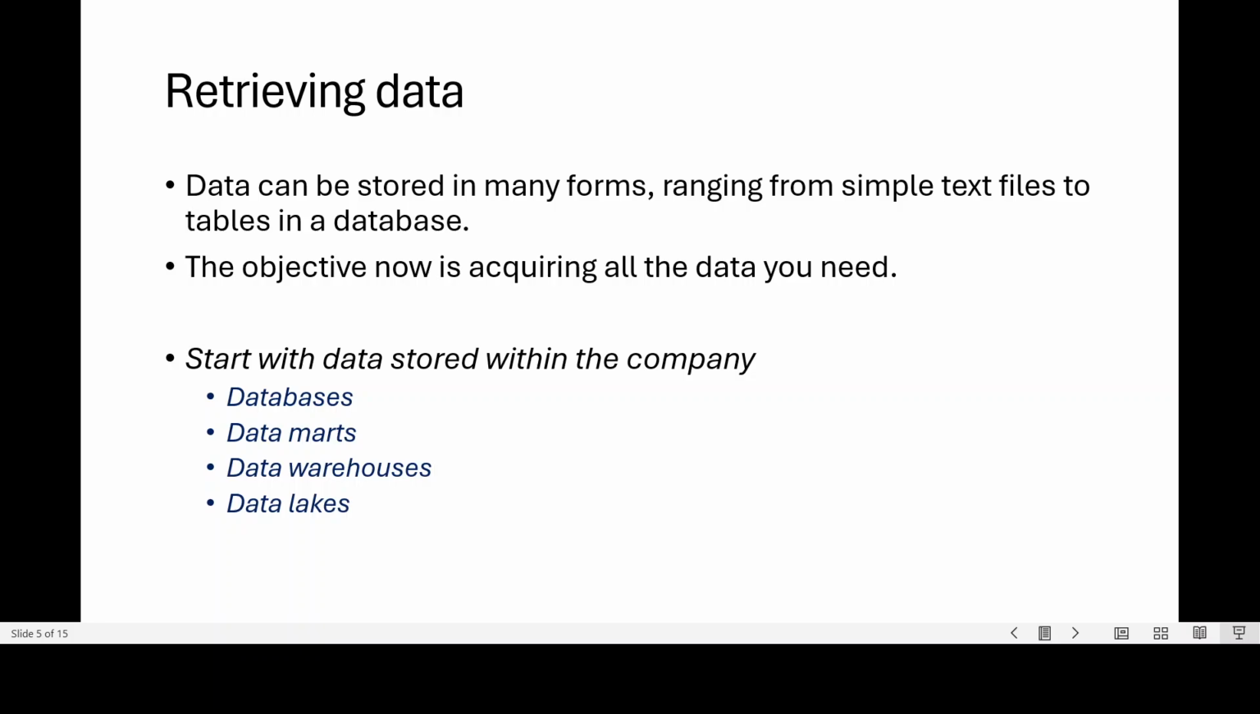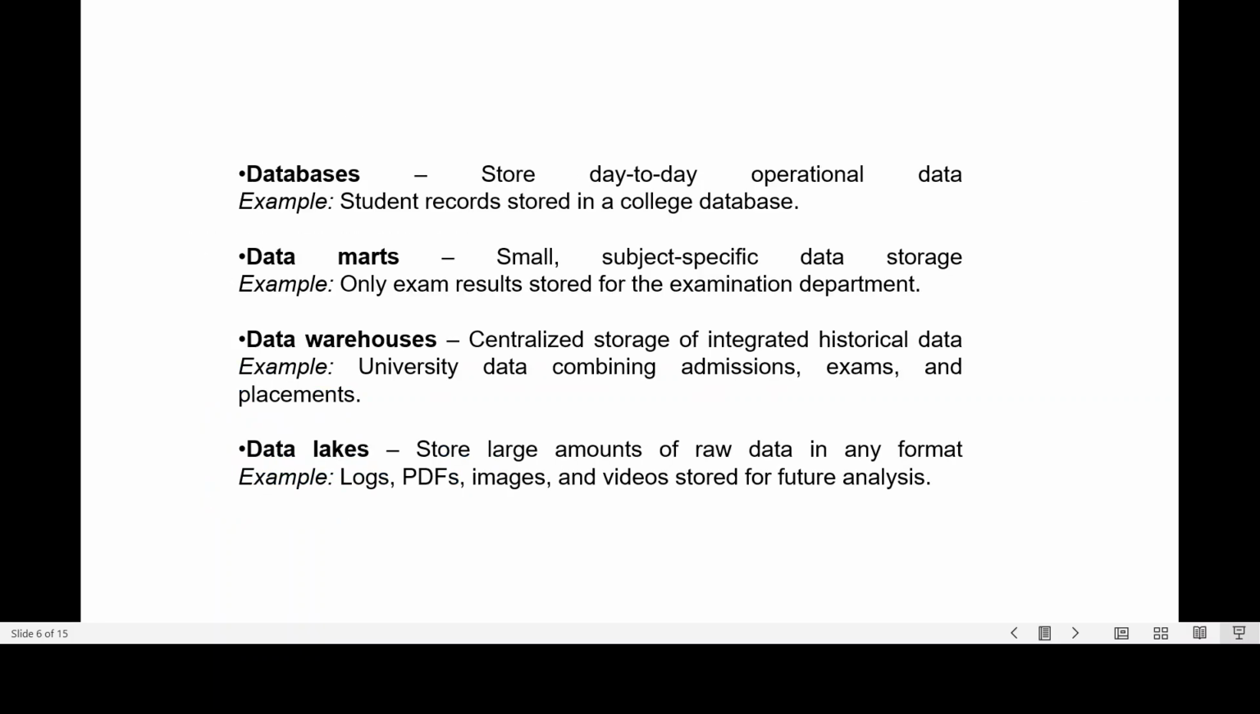So, data can be stored in many forms, ranging from simple text files to tables in a database. The objective now is acquiring all the data you need. The common sources include database, data mart, data warehouse, data lake. Each repository serves a different purpose and stores data in a different manner. As data scientists, it is important to understand these storage systems because they influence how data is collected and analyzed. Next, we can understand each storage system briefly.